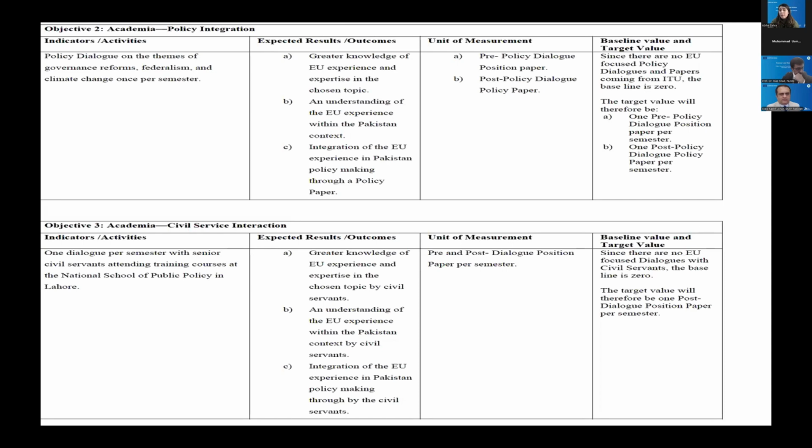Everything else is the same as everyone else has been telling, so I'm not going to tell you in detail. They always ask for indicators, expected results, unit of measurement, and the baseline value. You can see what the baseline value is, and how they can assess whether you have done that or not. For each objective and work package, you have to do it individually.